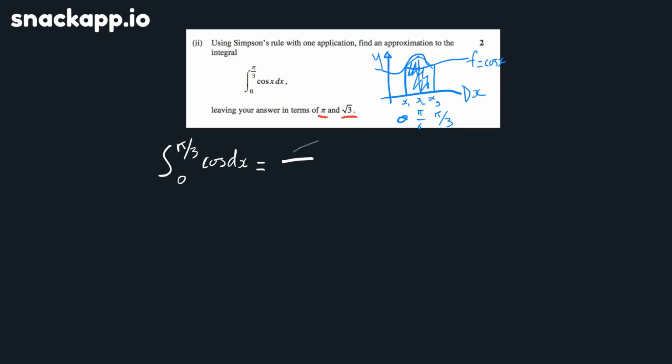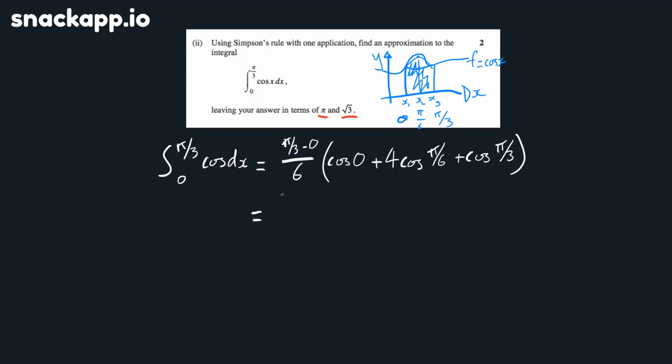So Simpson's rule is the distance between x1 and x3, which for us is just going to be pi on 3 minus 0, all over 6. Times the y, or f of the first value, so for us that's just cos 0, plus 4 times f of the middle value, so pi on 6. So we're just going to have 4 cos pi on 6. And then we're going to have the last y value, which is just going to be cos of the last x value, so cos of pi on 3. Okay, so we get that.